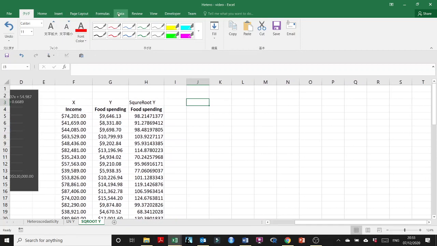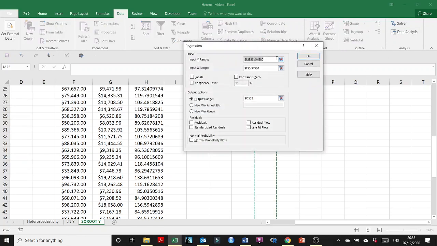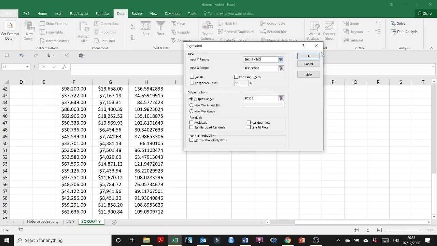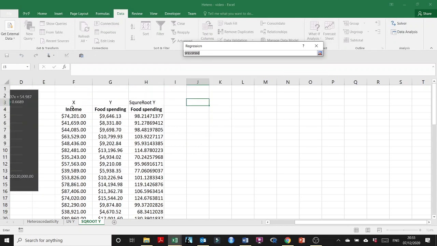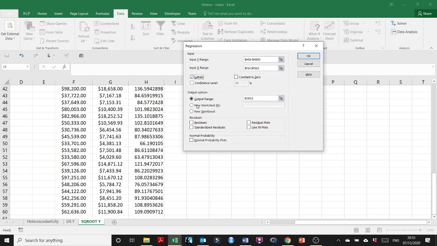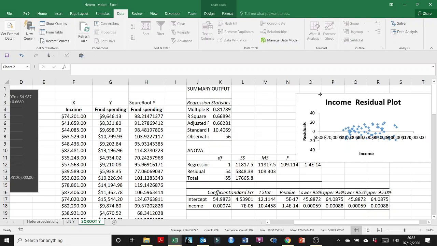For this purpose, let's start with data analysis, regression. Take the y-axis to be the transformed values. Let's take the labels, no problem. And over here is the income, again. Labels are taken, residuals, why not? And this is where we would like the output to be dumped into the page. And here we go.